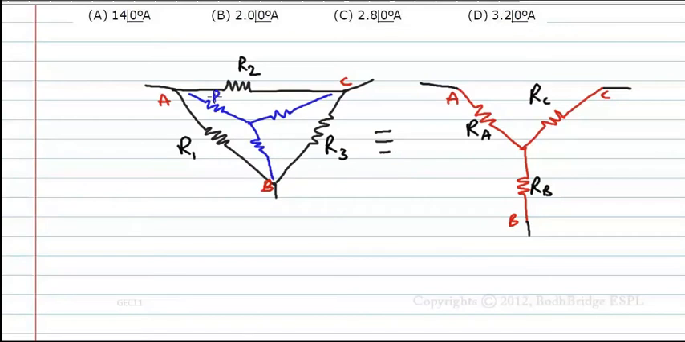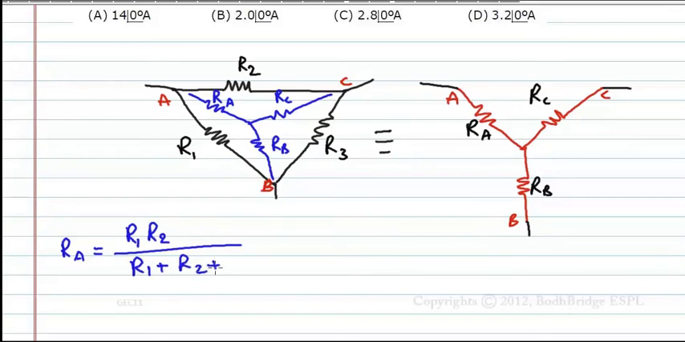This I am calling RA, RB and RC. RA is given by R1 into R2 by R1 plus R2 plus R3. RB is R1 into R3 by R1 plus R2 plus R3. RC is equal to the nearest things multiplication, R2 into R3 by R1 plus R2 plus R3. This is to be remembered.